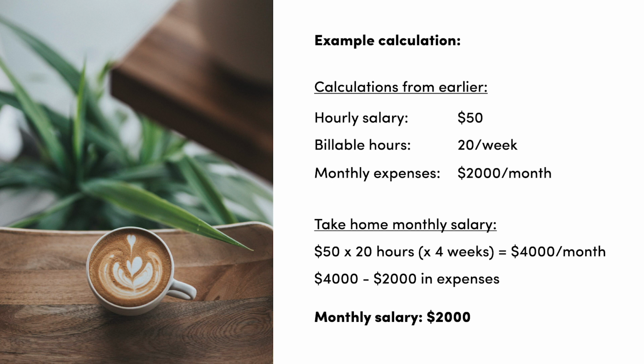Now, we also have to consider our expenses. So let's say your expenses were $2,000, that means that your average salary per month that you can take out would be $2,000. So then you can compare that to the different statistics that you can find.